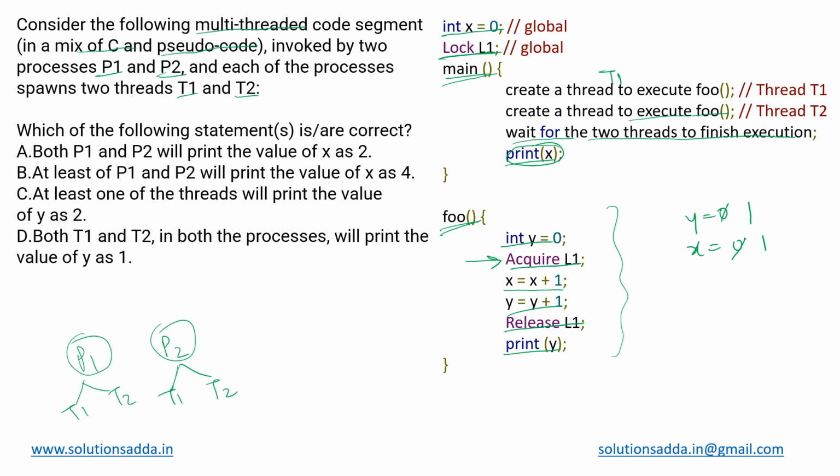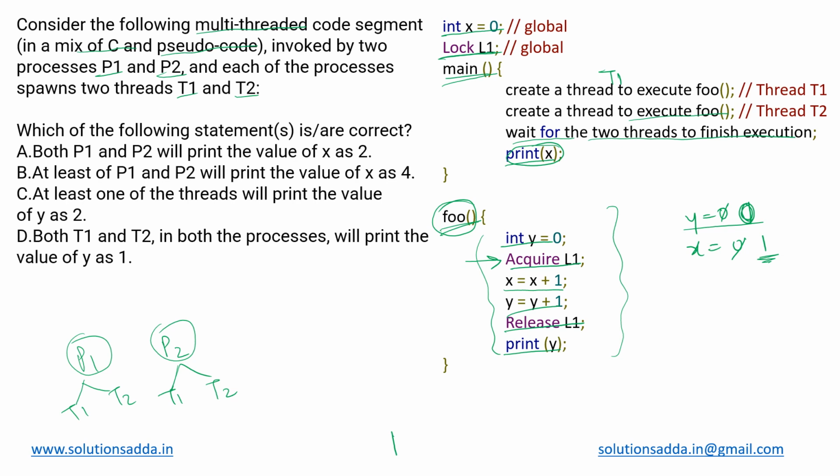So for the first time, what is the value of Y that will be printed? It is 1. But because this Y was a local variable, what happens when this same function is called again for the second time by another thread? The same lines of code will run again. Y will be reinitialized to 0, but X being a global variable, it will stay at 1 only. It will not be changed back to 0. So now Y has become 0. This is the second iteration for the same function.